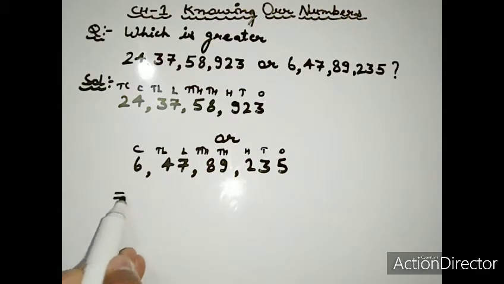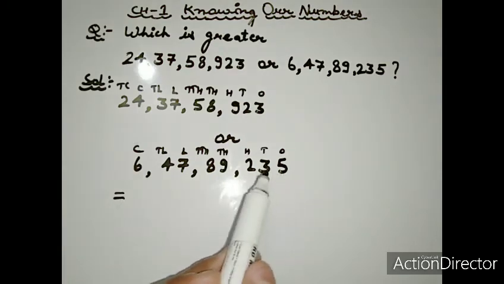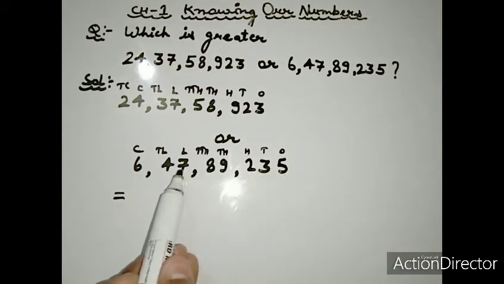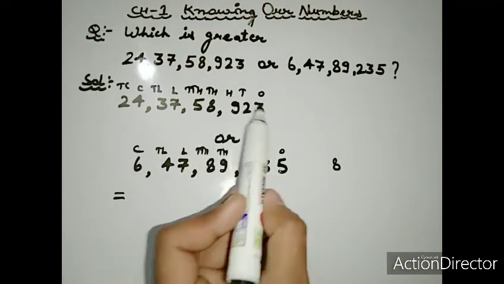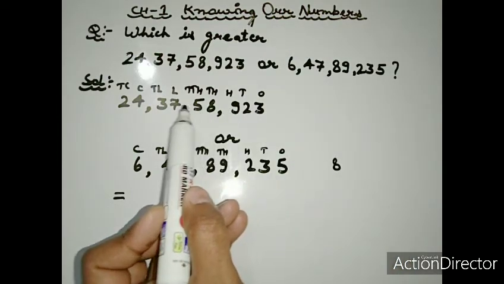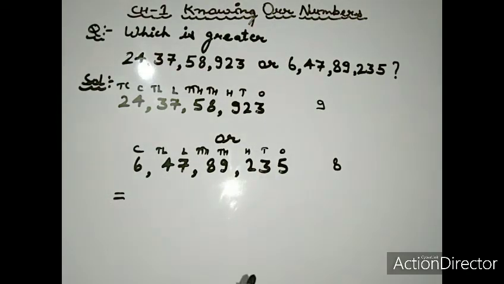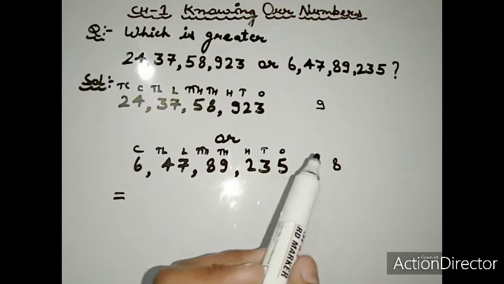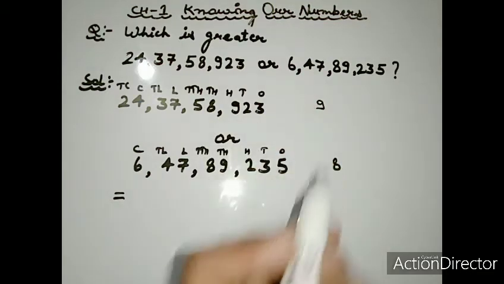So here first we check the places. Here the first number has more places as compared to the second number. Means we also check the total digits here. So there are 1, 2, 3, 4, 5, 6, 7, 8. There are 8 digits. And 1, 2, 3, 4, 5, 6, 7, 8, 9. And there are 9 digits. So the number having more digits is greater as compared to the other number.